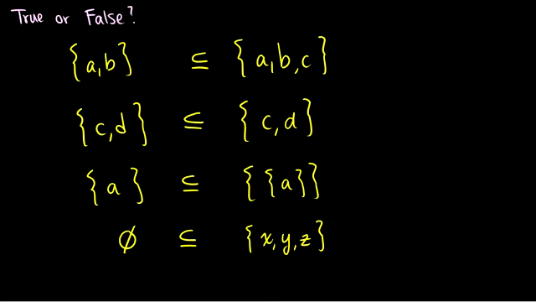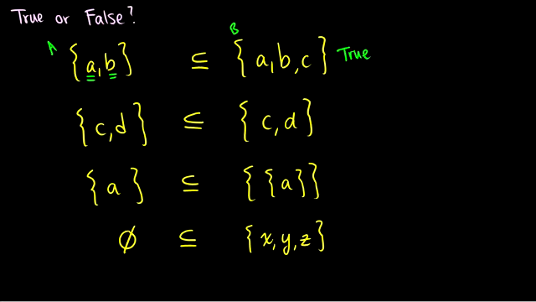Well, we have to check, is everything in A here also in B? So we take a look at A, we say, okay, is A in B? The answer is yes. Okay, that's good. What about B? Is B in the second set? Yes, it is. That's good. Therefore, the set AB is a subset of ABC. So this would be true.